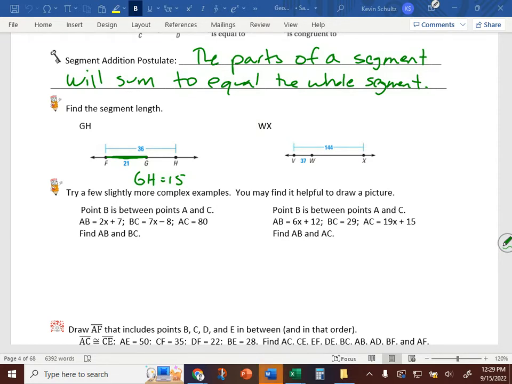And where that comes from is that the parts of segment FH, FG and GH, they will sum to equal the whole thing. So if you know the whole thing's 36, you know that part of it's 21, the other part has to be 15. The next one, segment WX. You know the whole thing is 144. You know that VW is 37. What does that leave for WX? Joey? 107.